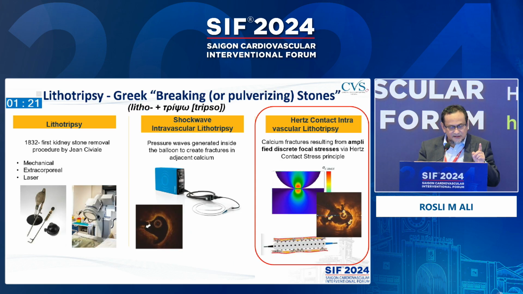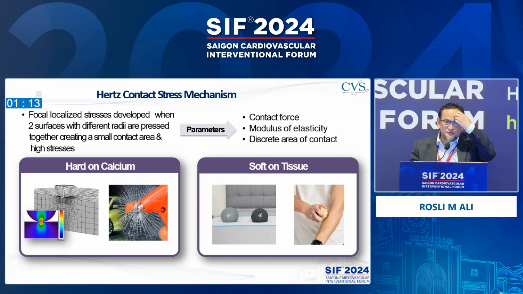I want to touch briefly on something which is new, and we should be watching out for this space: the Hertz contact intravascular lithotripsy. This is very interesting because when two surfaces meet, the stress will increase, and therefore you can have a high stress area. For example, if you knock a windscreen with a flat surface, it's very difficult to crack. But when you have something like a hammer with a small surface area, it's easy to crack.